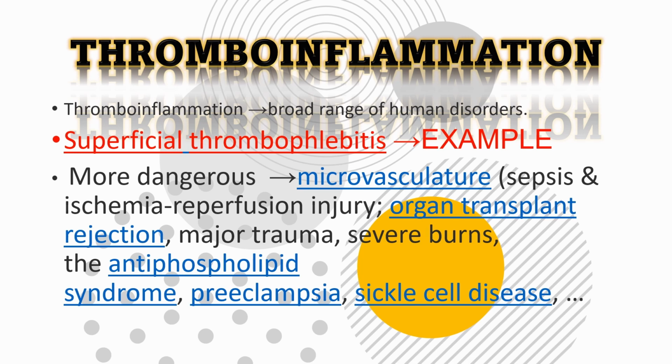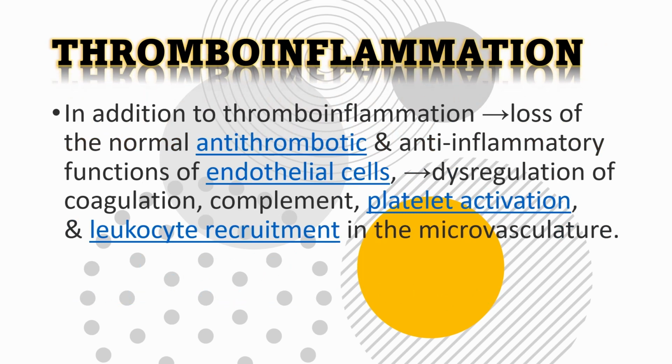And examples of this thromboinflammation of the microvasculature we can see in the cases of sepsis and ischemia reperfusion injury, and also in organ transplant rejections, major trauma, severe burns, antiphospholipid syndromes, preeclampsia, and sickle cell diseases. In all these situations, we also have loss of normal antithrombotic and anti-inflammatory functions as a central part of thromboinflammation. These all will lead to dysregulation of coagulation, complement, platelet activation, and leukocyte recruitment in the microvasculature.